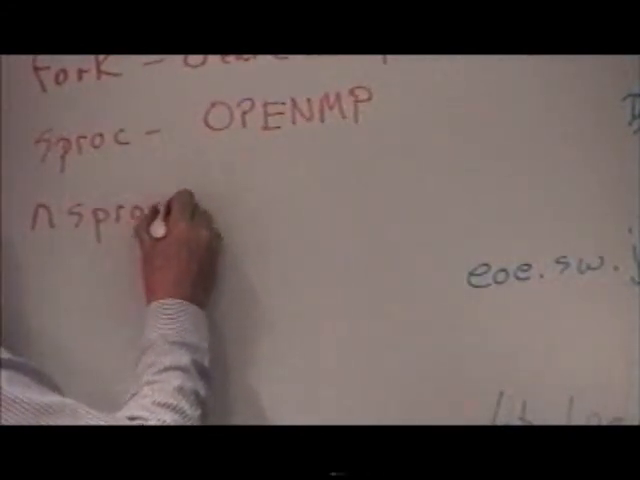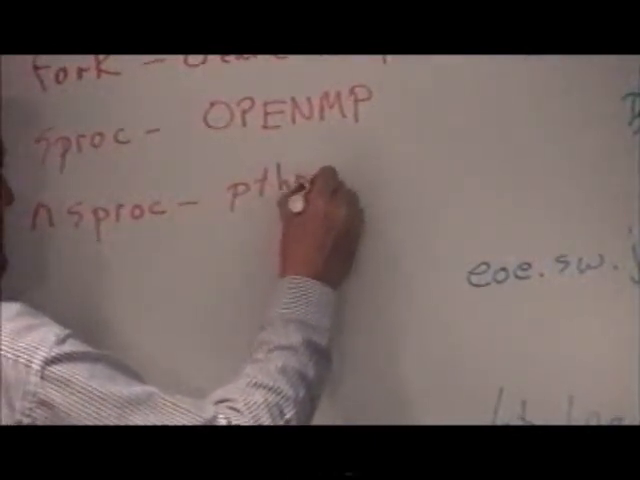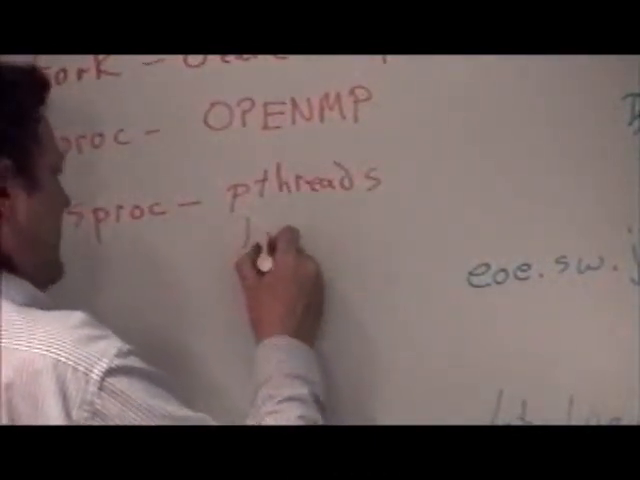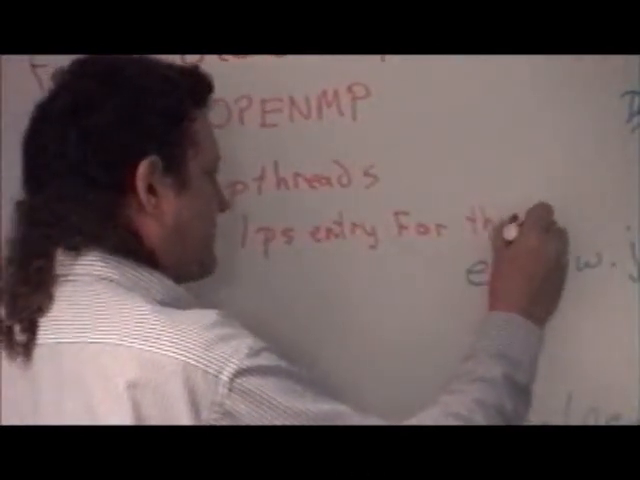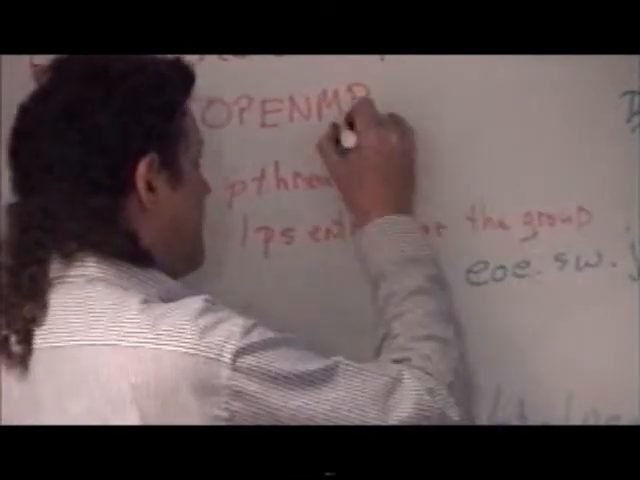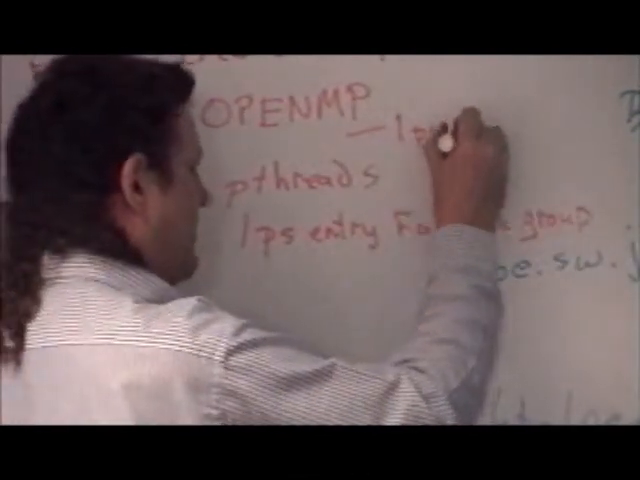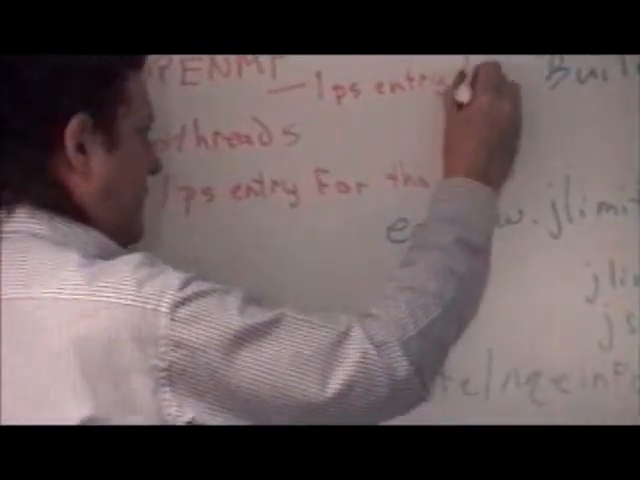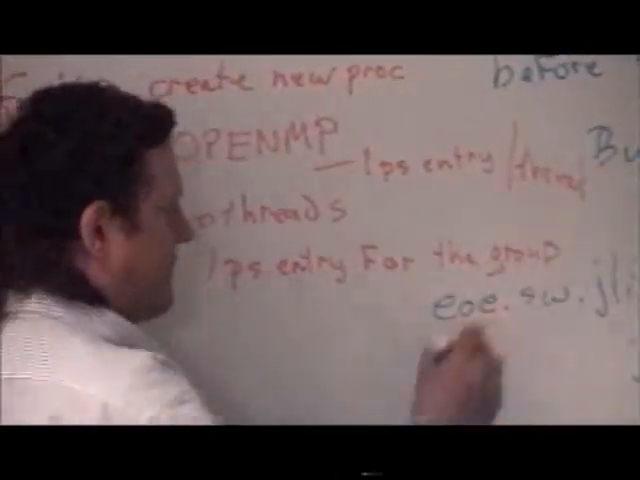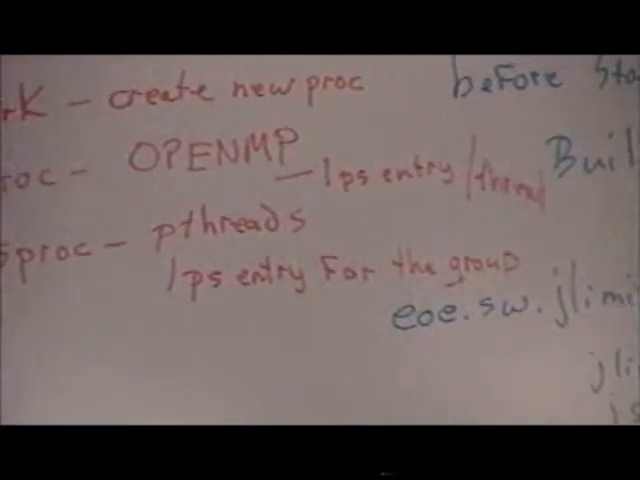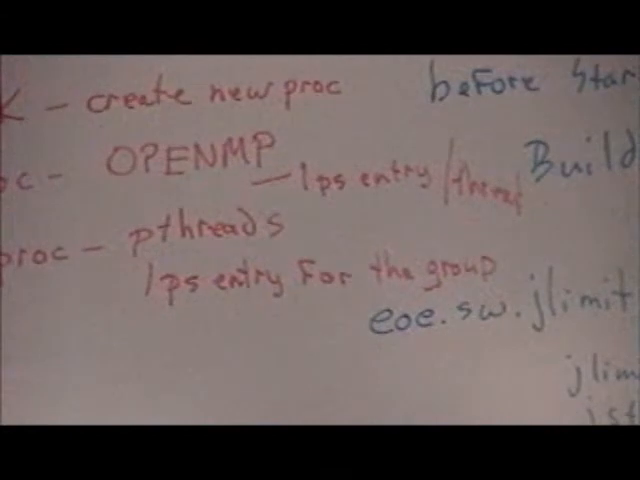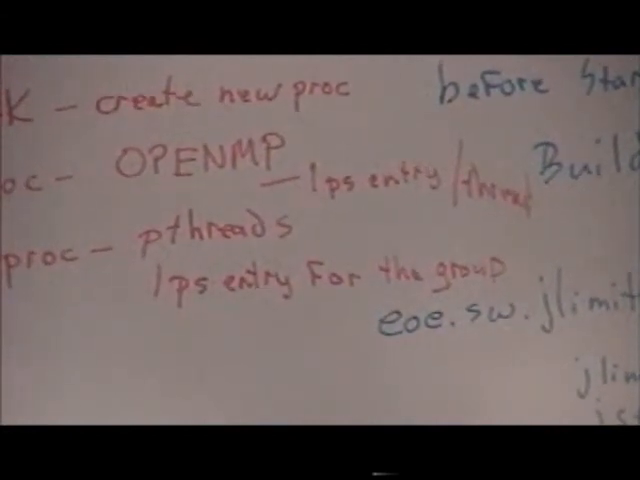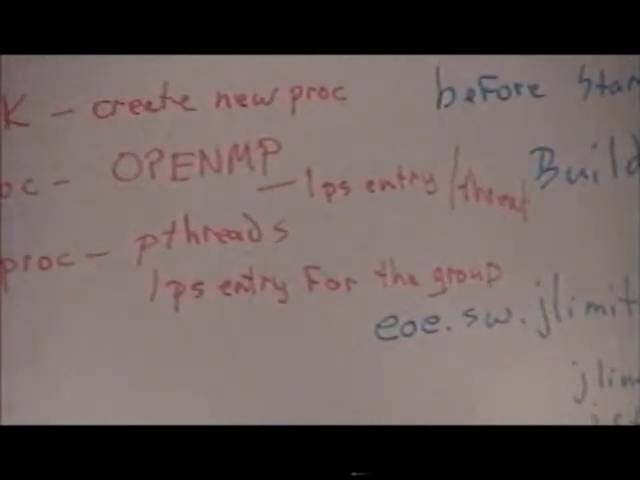And then the new one is called NSPROC, and that's for pthreads. In pthreads, it's 1 PS entry for the group, for all threads spawned, whereas this one was 1 PS entry per thread. So those are 3 different ways of creating a process. By the way, if you're on Linux, it'd be like clone, and Windows calls it new proc. They all have the same basic concept.